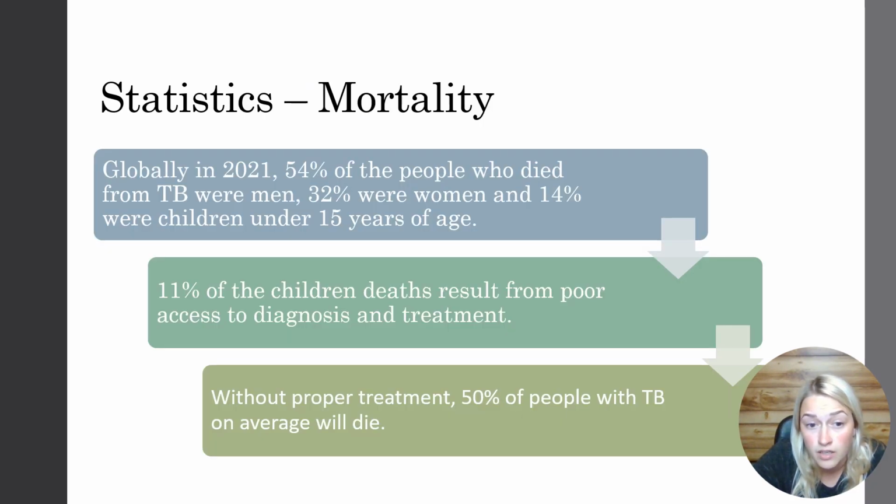The mortality statistics globally, 2021 alone: 54% of the people who died from TB were men, 32% were women, and 14% were children under 15 years of age. 11% of the children deaths resulted from poor access to diagnosis and treatment. And without proper treatment, 50% of the people with TB on average will die.